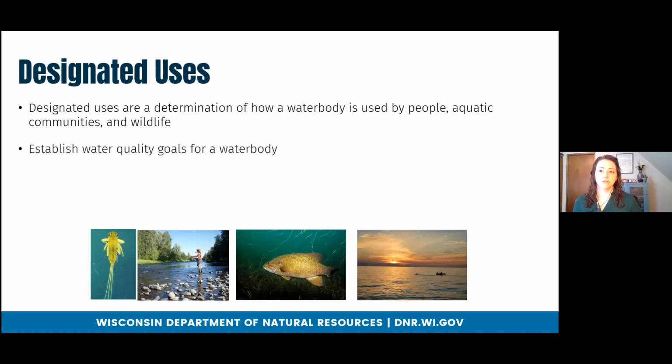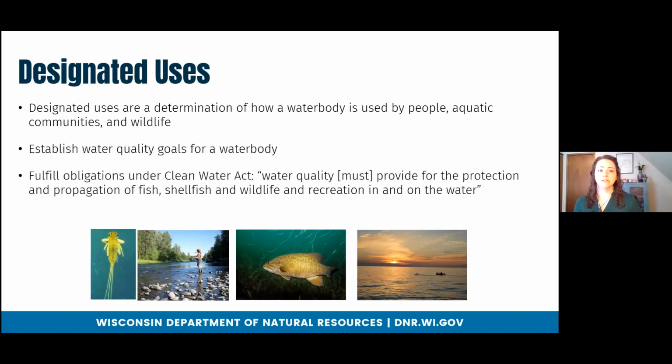And so, like I mentioned before, designated uses are the part of water quality standards that establish a goal for the water body. So we look at the water and say, how can we help this water body live its best life and attain its highest condition? How can we help it serve people and wildlife in an aquatic community best?